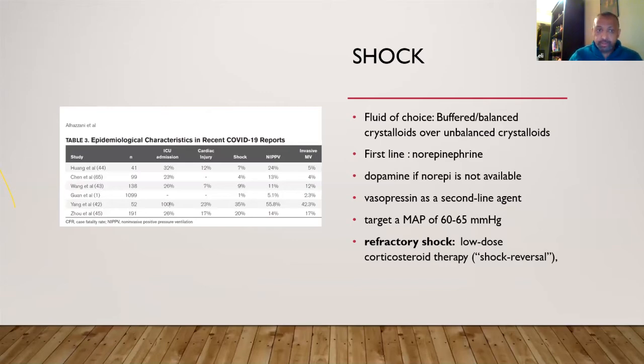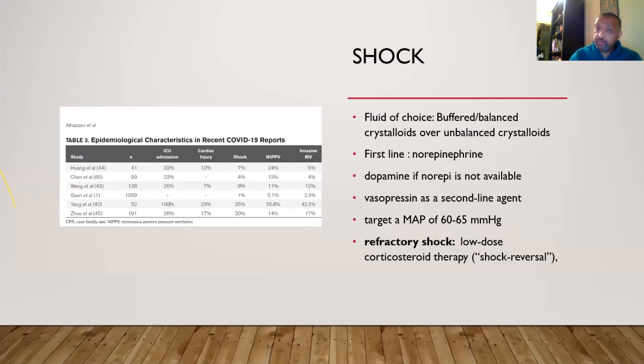The first-line vasopressor, just like in any shock, is essentially norepinephrine. If you don't have norepinephrine, you can use dopamine, although this is a weak recommendation. Vasopressin has always been the second-line choice for essentially any shock other than maybe cardiogenic. Your target MAP should be anywhere between 60 and 65. Like I said, sometimes you might have to opt to use a systolic target for one reason or another.